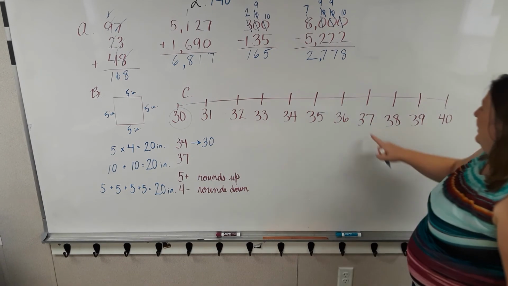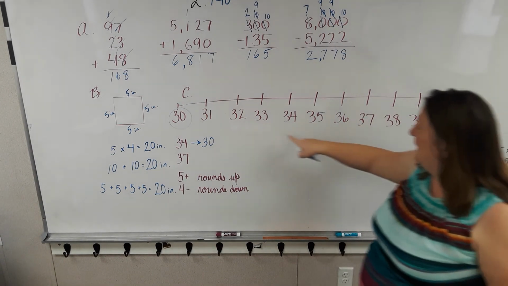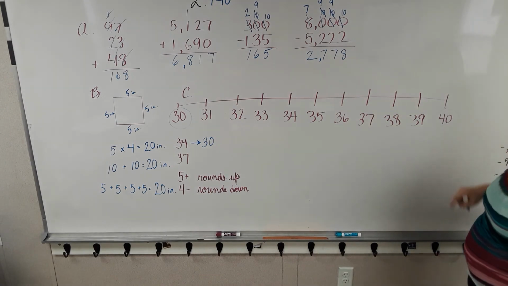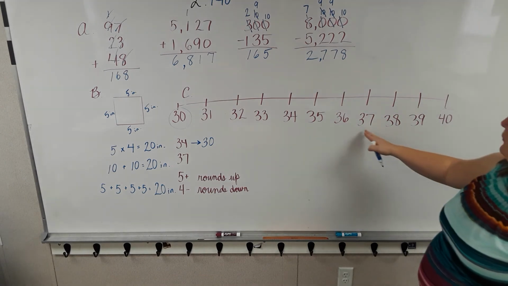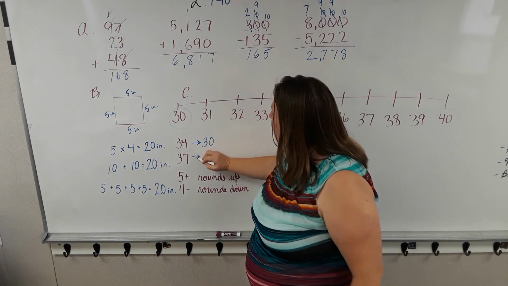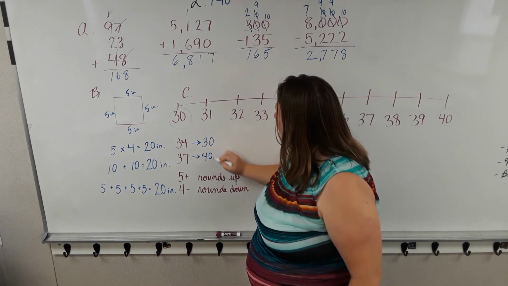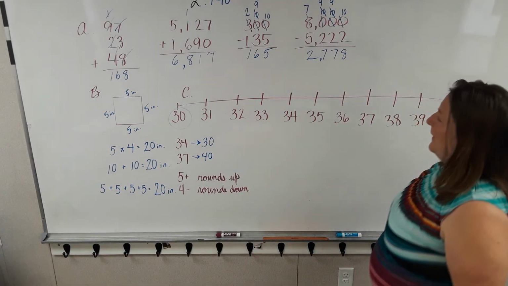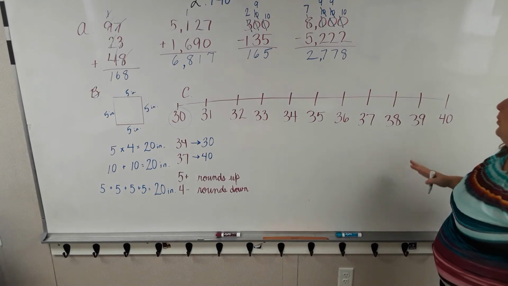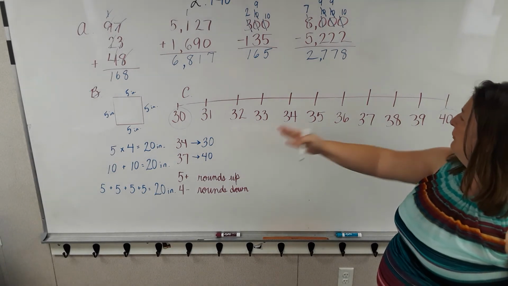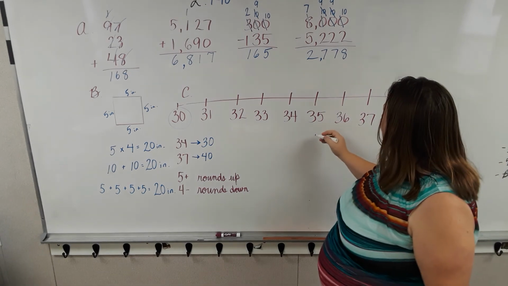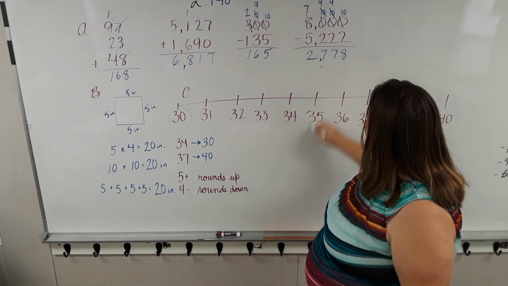37. Let's look at 37. Is the nearest 10 30 or is the nearest 10 40? Well, you say 37 is closer to 40, so the nearest 10 is 40. Now, first tell me, which number is smack dab in the middle of 30 and 40? 35. 35 is the middle.